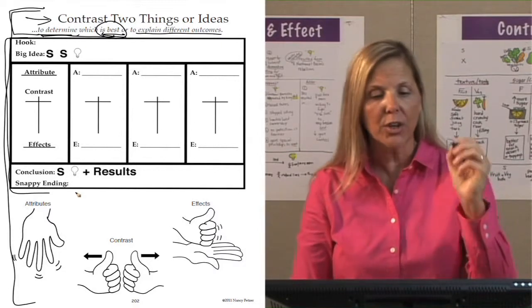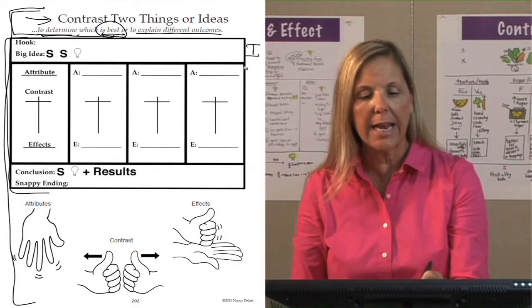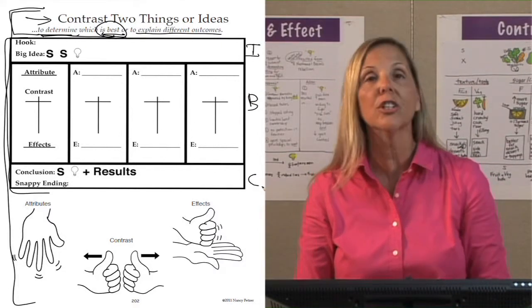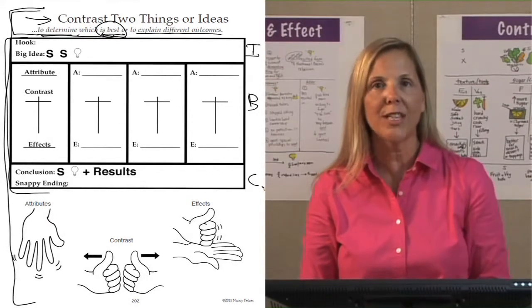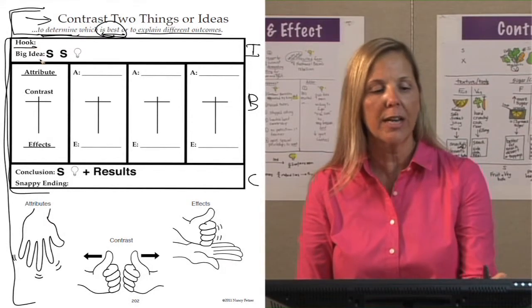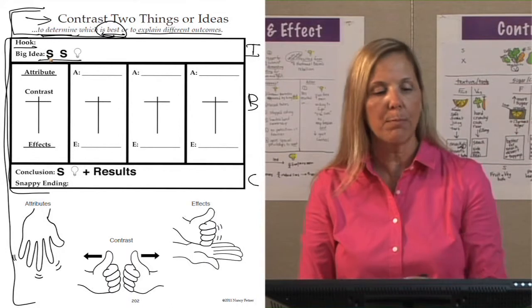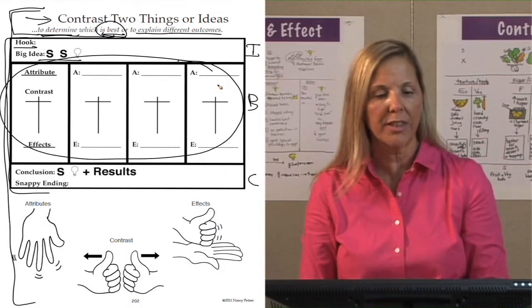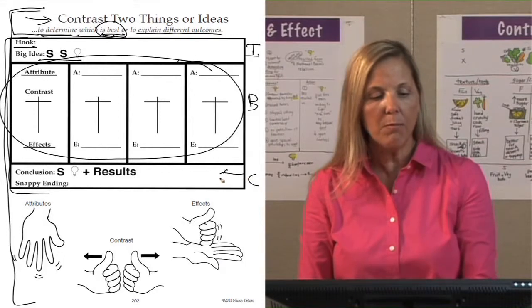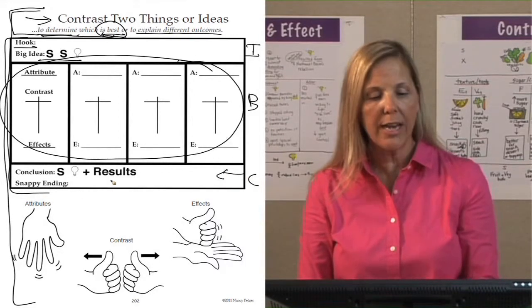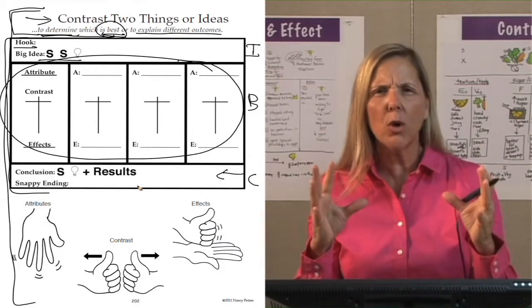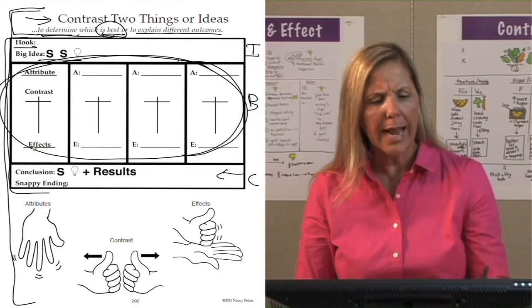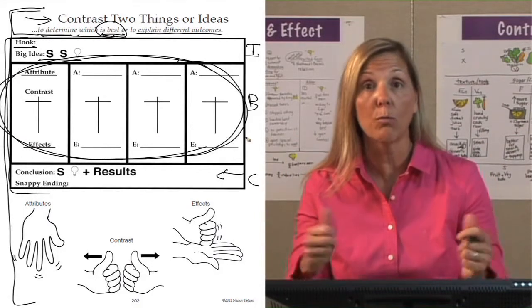Here's our organizer. Excellent. It has the same setup: introduction, body, and conclusion. We know how this works. We know the introduction has a hook and it has an SS light bulb. Here's what we're going to be learning: how to contrast 2 or more things. And then at the bottom, we're going to have our conclusion and our snappy ending. What's our focus today? It's the body, how to contrast 2 or more things.